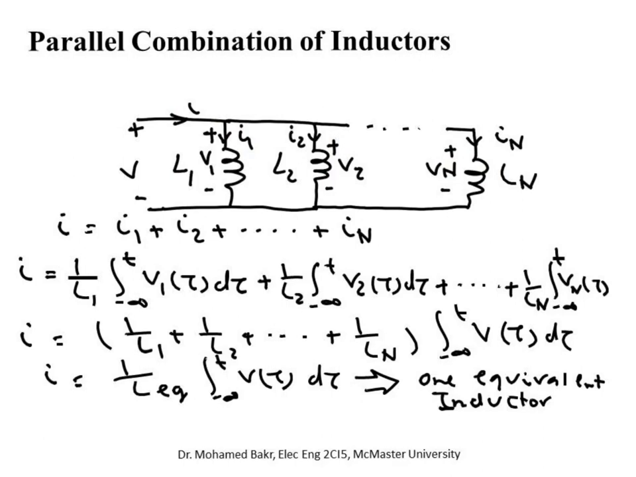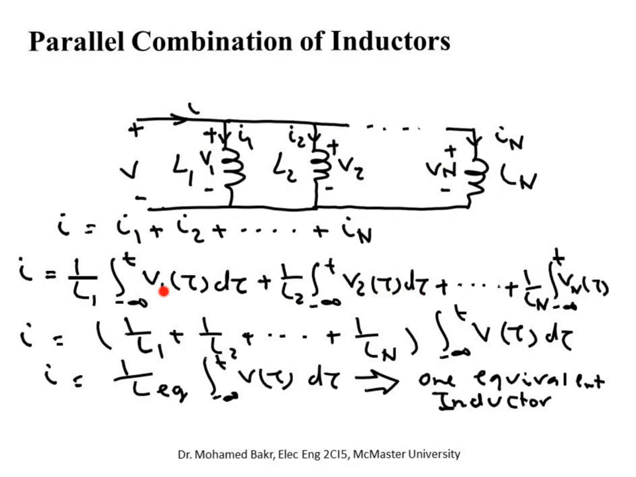In order to replace all these inductances by one single inductance, we're going to write KCL at this node. This is simply one node here. We agreed if you have a short circuit, it's simply one node. So simply I is equal to I1 plus I2 up to In. But each current is proportional to the integral of its voltage. So I1 is 1 over L1 times the integral from minus infinity to t of V1 of tau d tau. I2 is 1 over L2 times the integral from minus infinity to t of V of tau d tau, and so on.